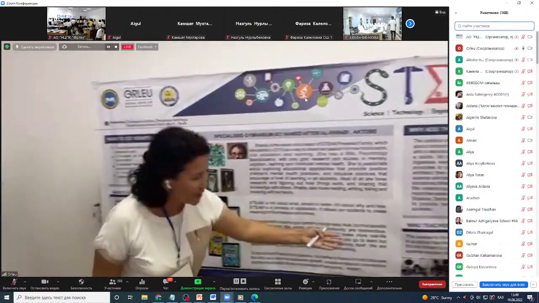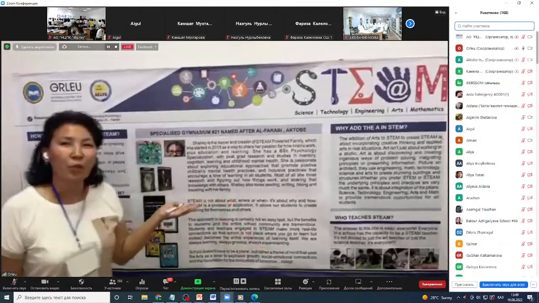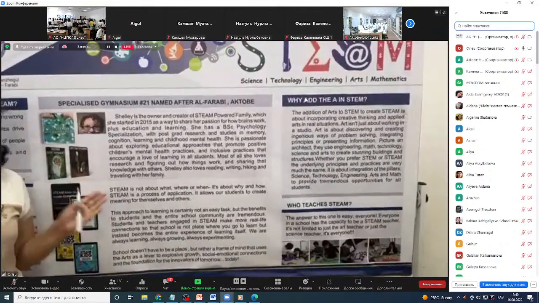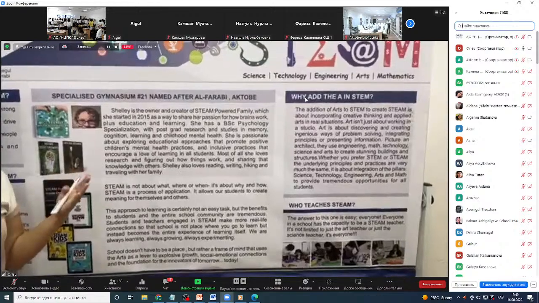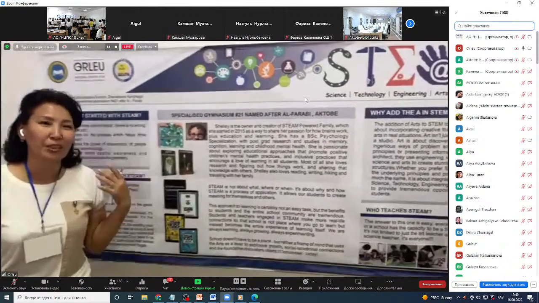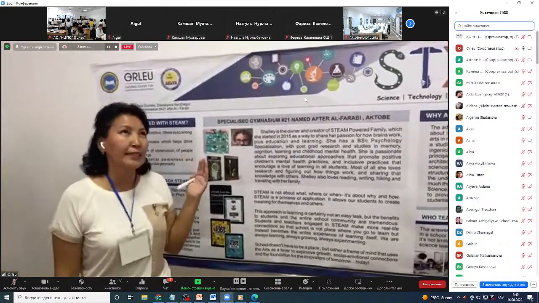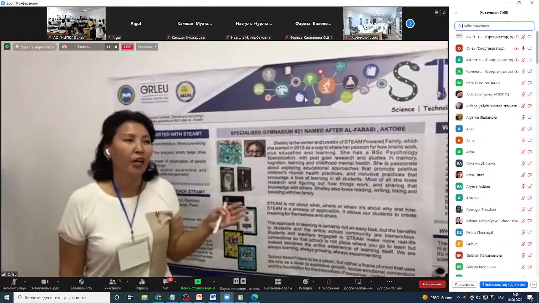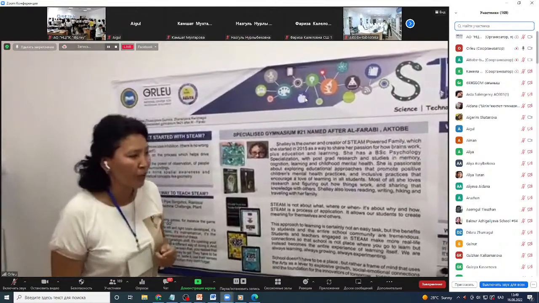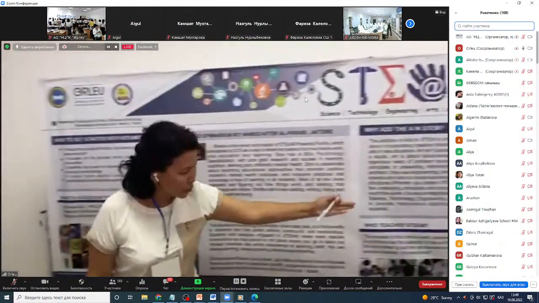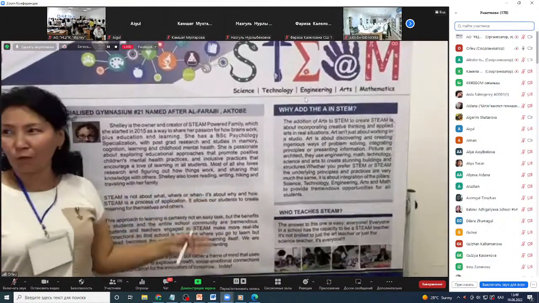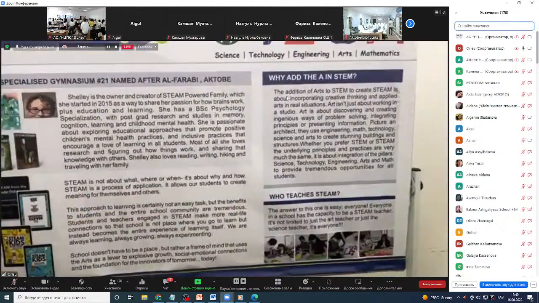So here you can see the photos from our STEM lessons. We applied them to our access groups. Access students are the students who study according to the American Access Micro Scholarship program. And during these lessons, we applied art. As you can see, all the students are involved in the learning process.